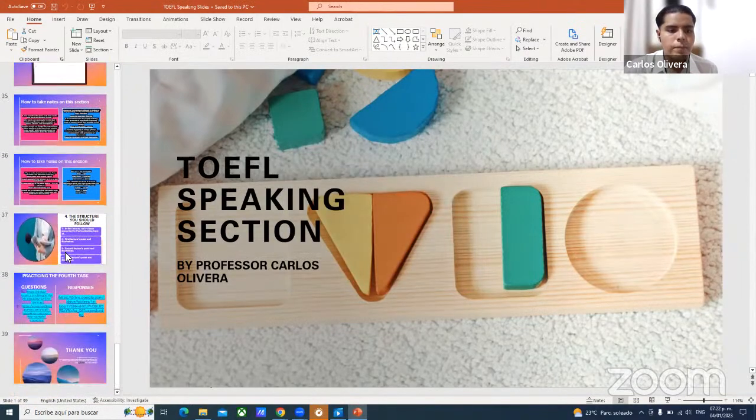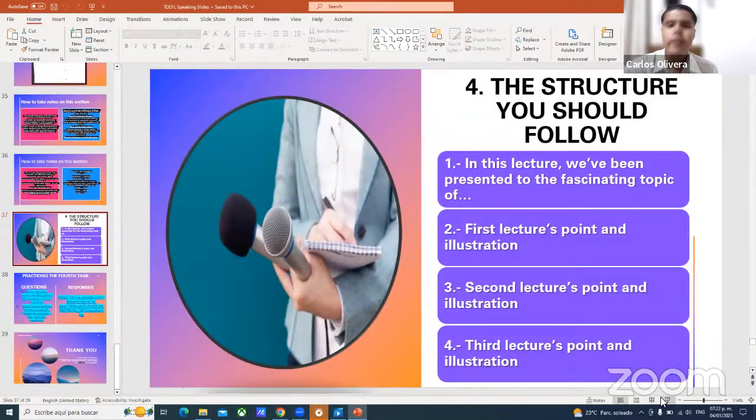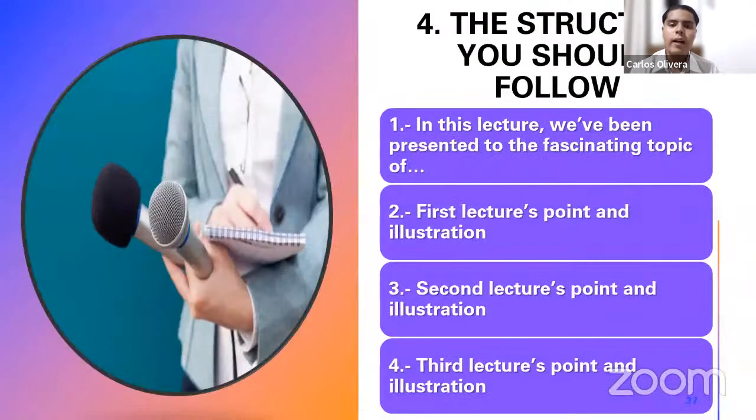So here we have it for everybody. The structure we discussed yesterday: an introductory phrase. In this lecture, we've been presented to the fascinating topic of, and here you say, in this case, microscopes. And then you would say, firstly, the professor said, microscopes contain two different systems. First of all, magnification, and secondly, illumination.